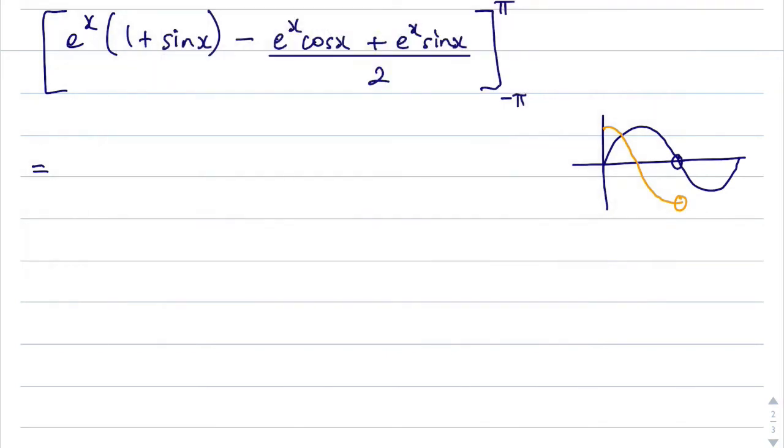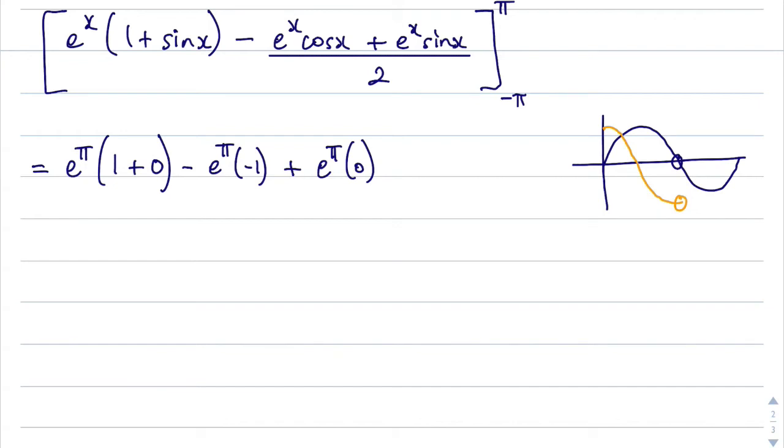We would have e to the x, and x this time is pi, so e to the pi (1 plus sine of pi, which is 0), minus e to the pi. Cosine of pi we know is -1, so we're multiplying by -1, plus e to the pi multiplied by sine of pi, which is 0. I'll put it in, but we know that cancels. And that's all over 2.